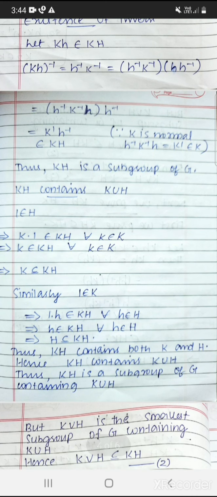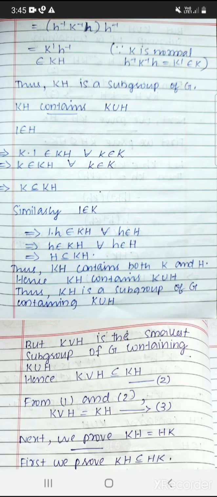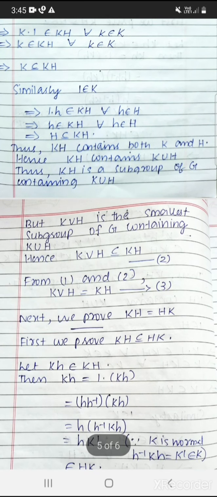That is, KH contains both H and K. From these two statements, K is contained in KH and H is contained in KH, that is KH contains both K and H. So hence KH contains both K and H, which means it contains K union H. Thus KH is a subgroup of G containing K union H. So we proved the first part of the theorem.